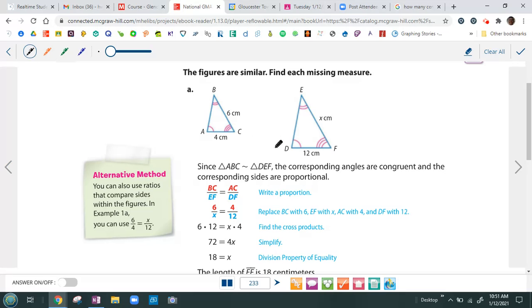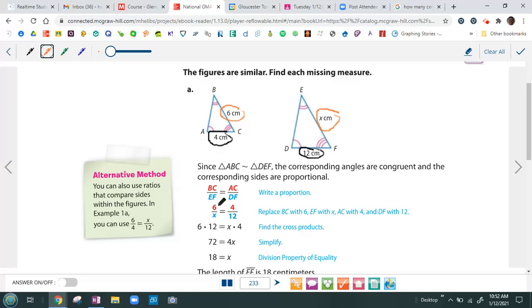We know that we have the numbers for both of these and they're corresponding. So that's kind of our foundational ratio there. And all the other corresponding sides have to be in that same ratio.